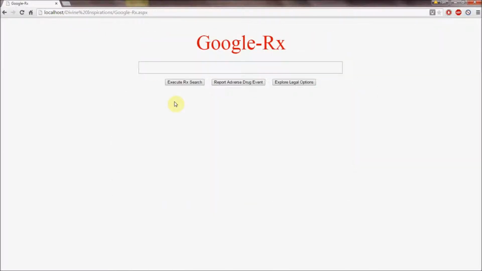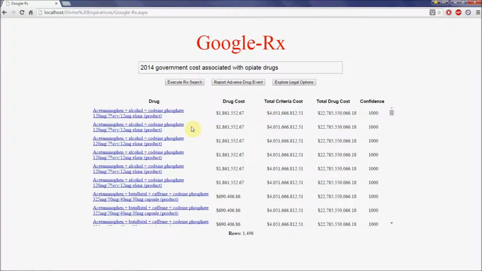GoogleRx can be used to research how much money the federal government has spent on opiate drugs. Consider the following. 2014 government cost associated with opiate drugs. GoogleRx returns the following. We see a number of columns. We see a column labeled drug cost. This particular number represents the total dollars spent by the federal government on this particular drug.